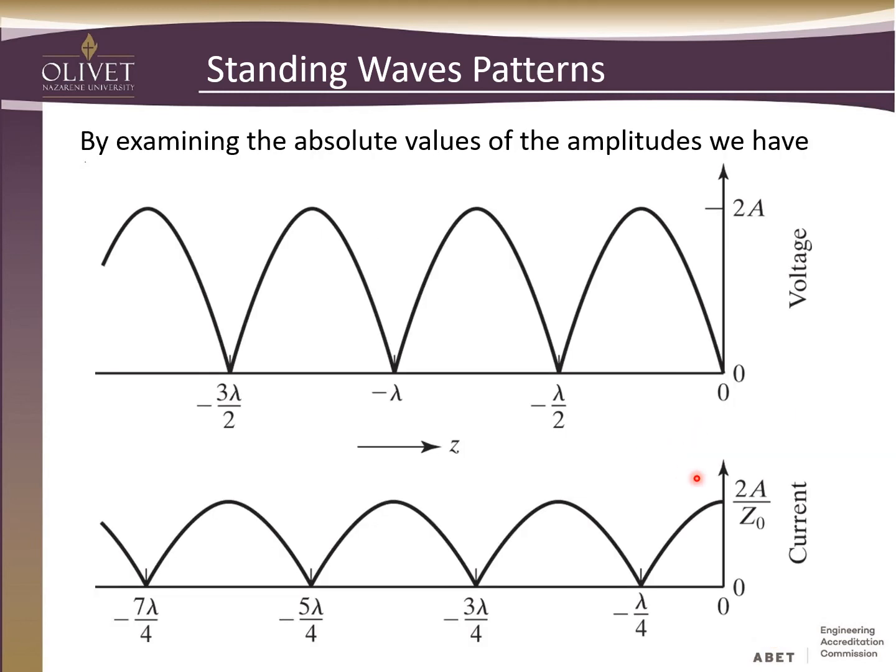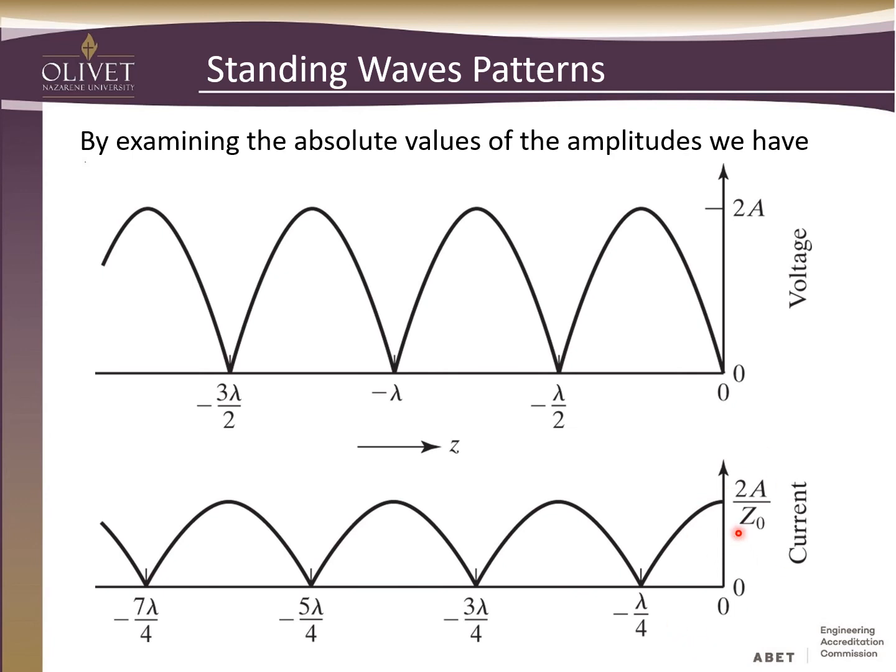So here again, by examining the absolute values of the amplitude, we can see we have a pattern going on, right? This is our voltage, and again, we should have 0 wherever the short is. And as we move back, at negative lambda over 2, we'll have a 0, negative lambda, we'll have a 0, negative 3 lambda over 2. And so this should be true for all cases, again, just examining the trigonometric functions we had before.